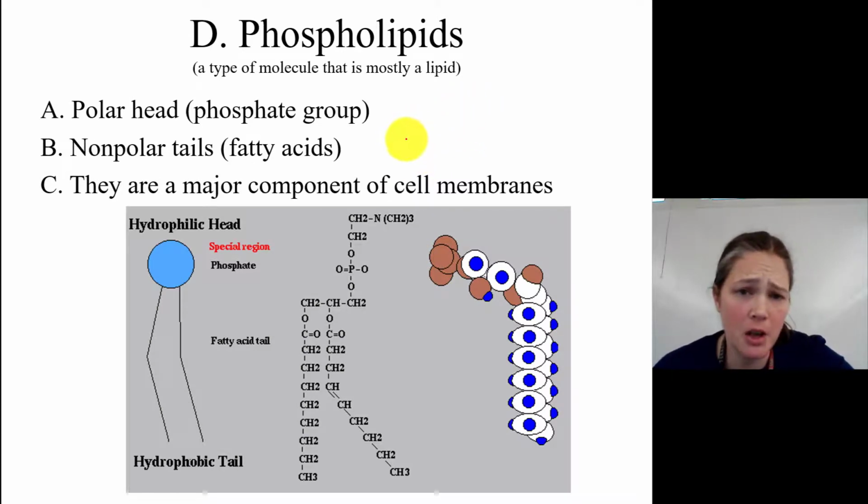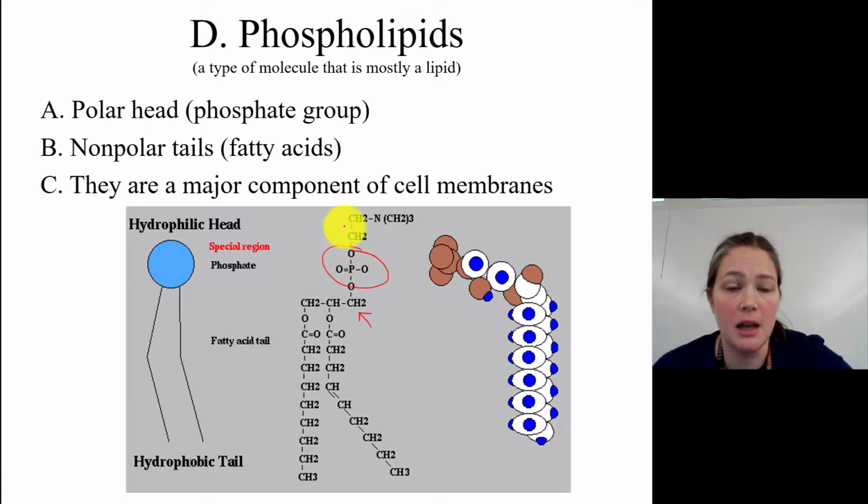Phospholipid is another kind of lipid. They basically look like triglycerides, except instead of a third fatty acid chain, which would be here, there's a phosphate group attached to it. And depending on what else is attached to the phosphate group up there, they've got different names, like sphingolipids, and there's different names for these different phospholipids. But generally, phospholipids are a major component of cell membranes, so they're really important.